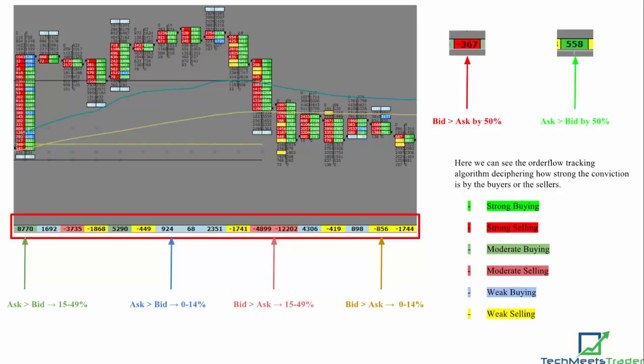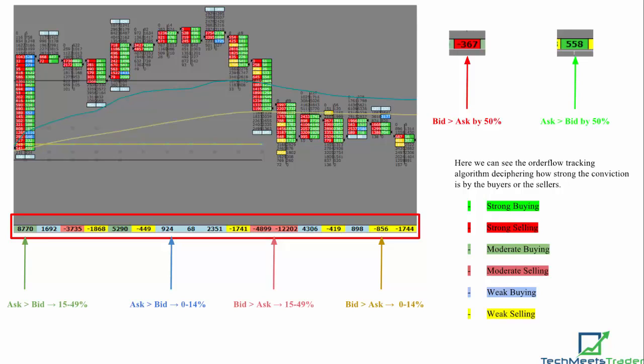If we see a light pink, it means that the bid is greater than the ask by 15 to 49%. And if we see a light green, it means that the ask is greater than the bid by 15 to 49%. A light blue means that the ask is greater than the bid, anywhere from 0 to 14%. And if we see yellow, it means that the bid is greater than the ask by 0 to 14%.